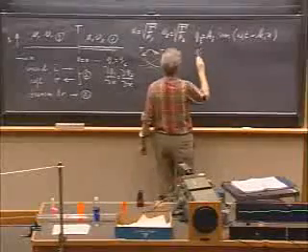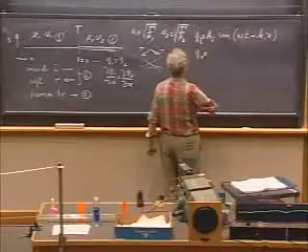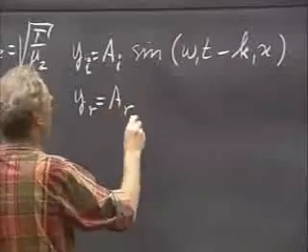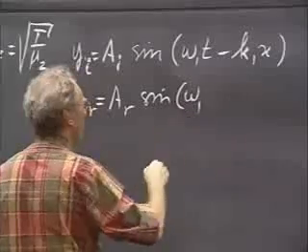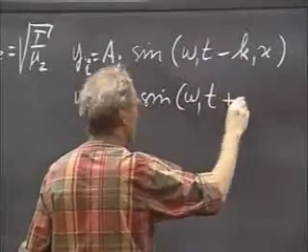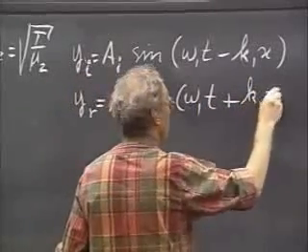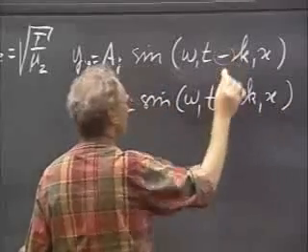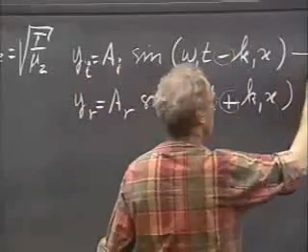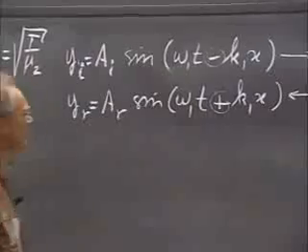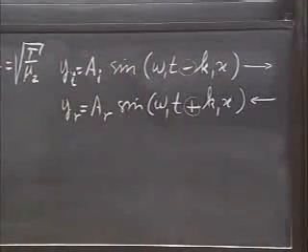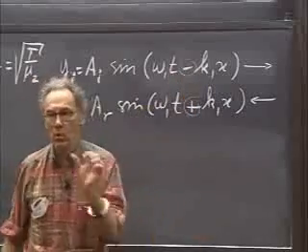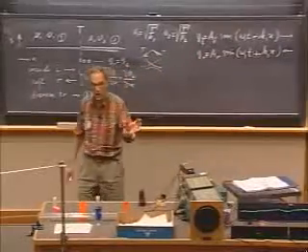And now I have a reflected wave, amplitude A reflected, times the sine, obviously the same frequency, but now I get plus k1 times x. Notice the difference in sign. This one is going this way, this one is coming back. The amplitudes are different, but the k's are the same, because the wavelength in medium 1 is the same.